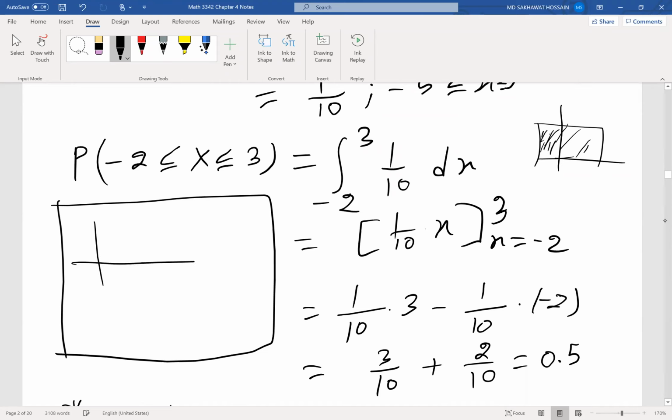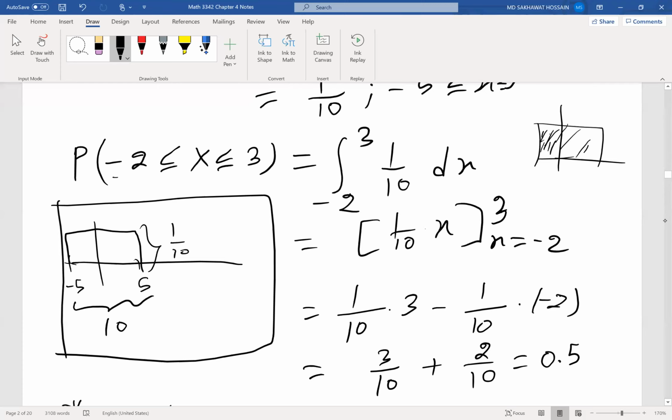For example, if this is -5 and this is 5, that means this is the total area of this density function. This height is 1/10. So how can I calculate the total area? This length is -5 to 5, so that means this is 10. If you multiply the length and width, then you will get the total area.